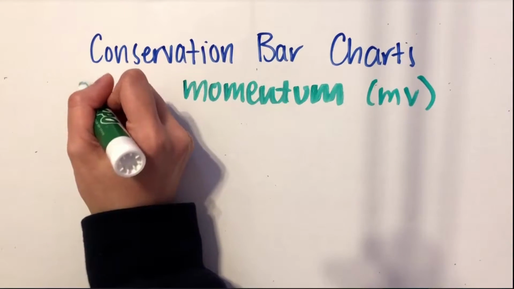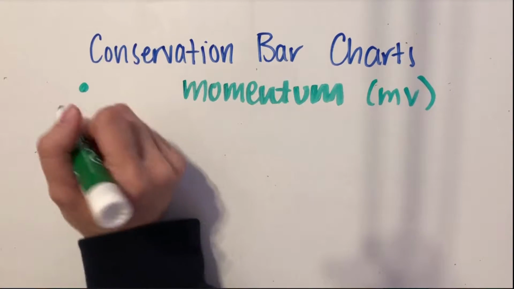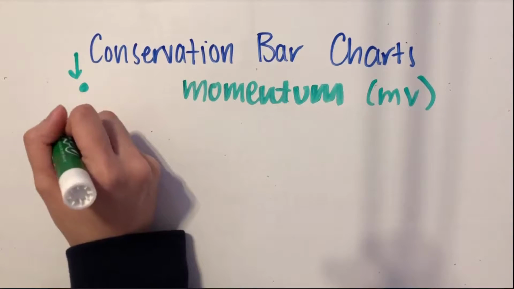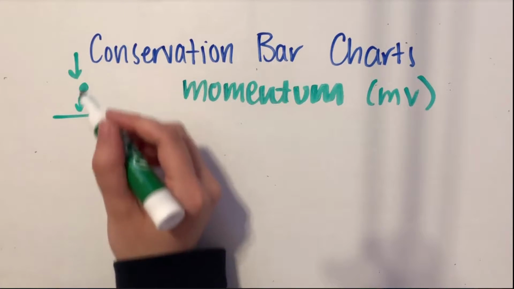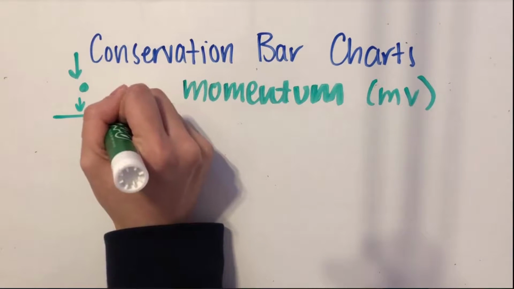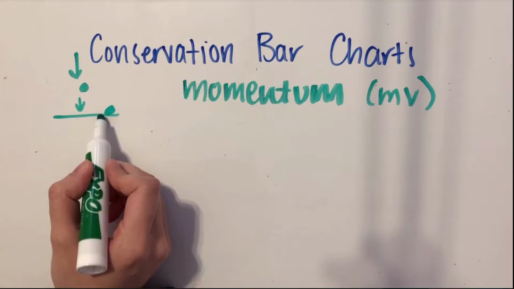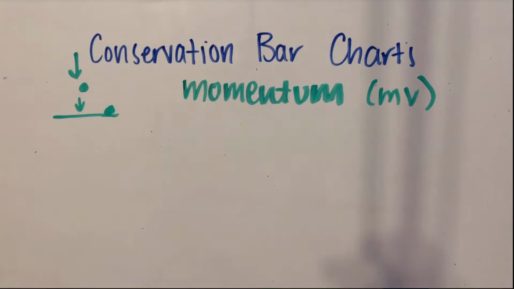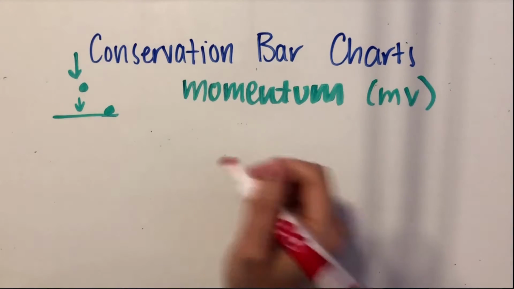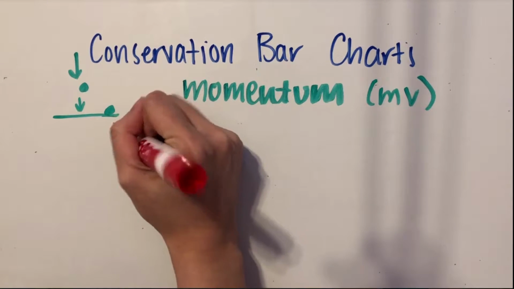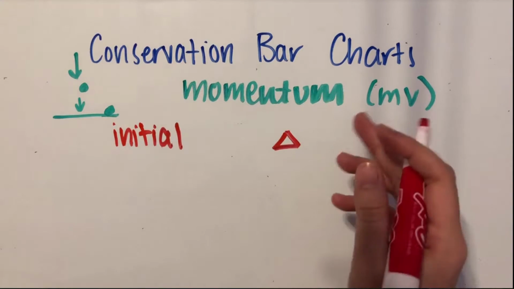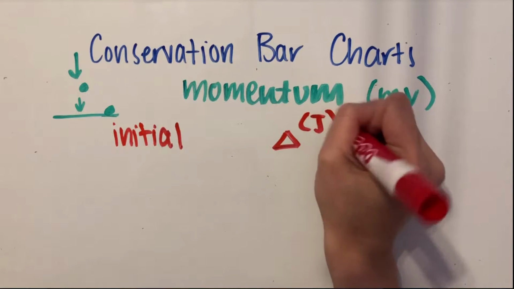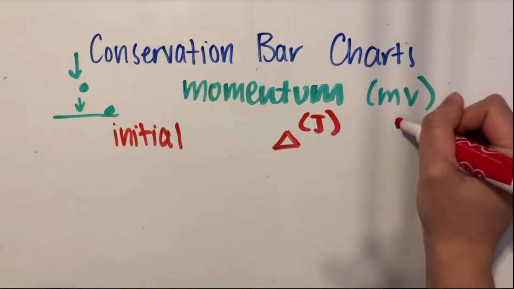If we want to write a conservation bar chart for a piece of clay that's moving through the air, falling and about to hit the ground, then we'd say that it has a non-zero momentum. Then we'll define the final stage as the moment right after it hits the ground. We can split this into three parts: the initial part, then delta, which means change in, otherwise known as the impulse, which is the change in momentum, and then final.